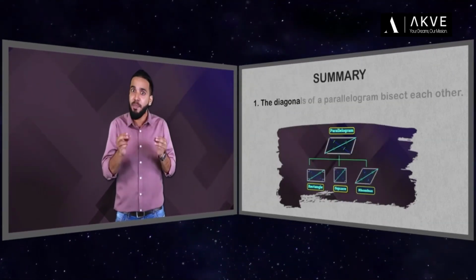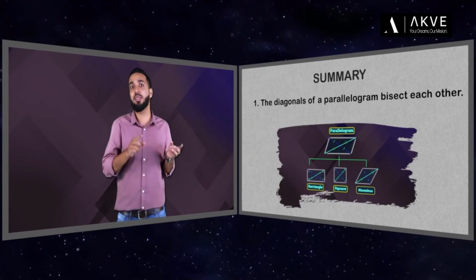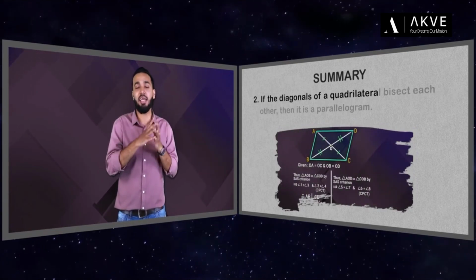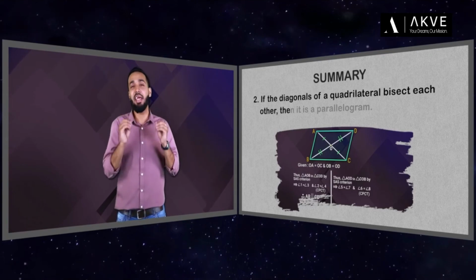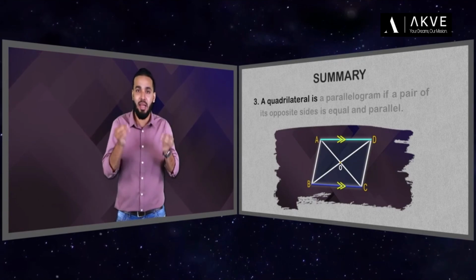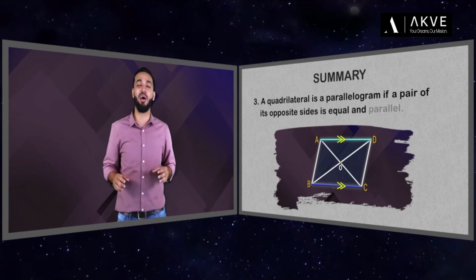So, in this video, we explored a new property and even a new condition for a quadrilateral to be a parallelogram. We proved that the diagonals of a parallelogram bisect each other. We also proved the converse, which states that if the diagonals of a quadrilateral bisect each other, then it is a parallelogram. And a quadrilateral is a parallelogram if a pair of its opposite sides is equal and parallel.